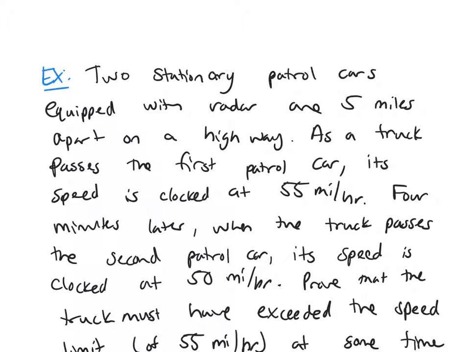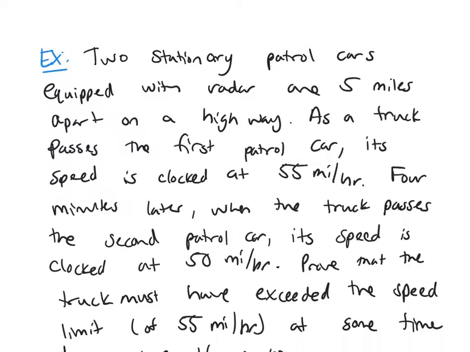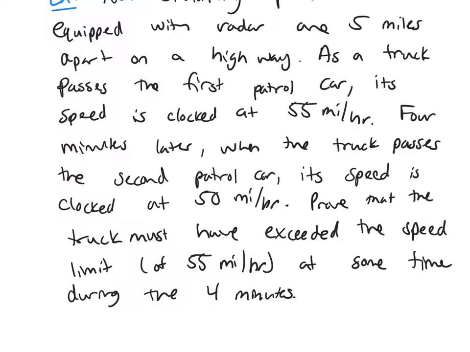So we're going to look at our last example involving mean value theorem. Here we're given that two stationary patrol cars are equipped with radar and they're 5 miles apart on a highway. A truck passes by the first patrol car. Its speed is clocked at 55 miles per hour. Then 4 minutes later, when the truck passes the second patrol car, its speed is clocked at 50 miles per hour.